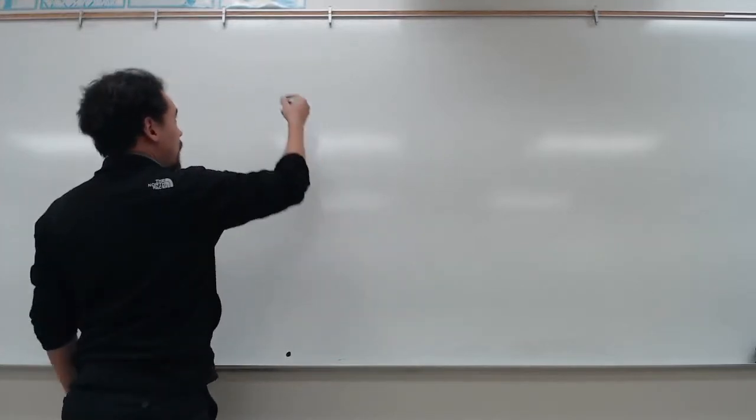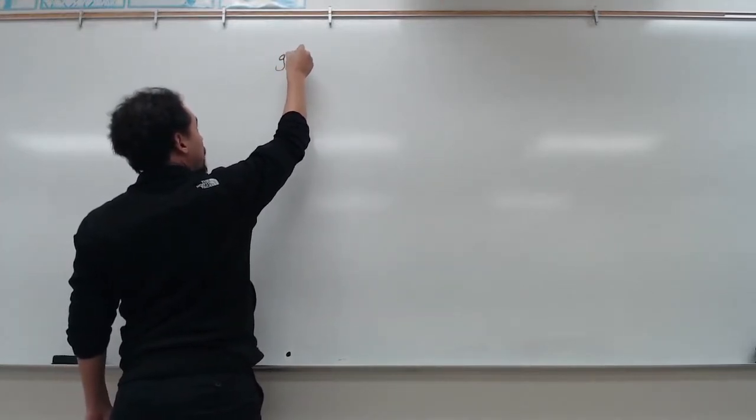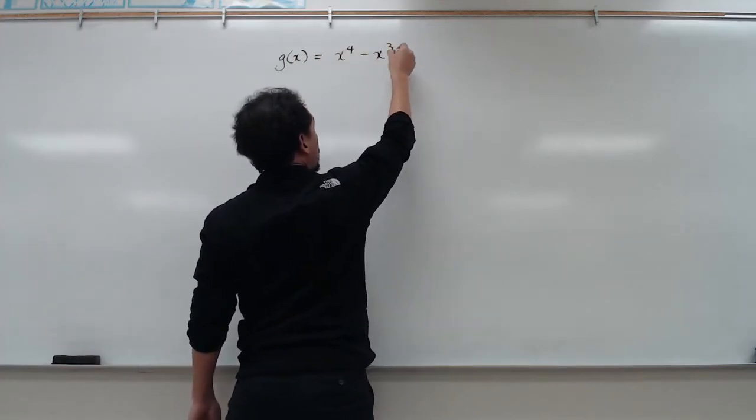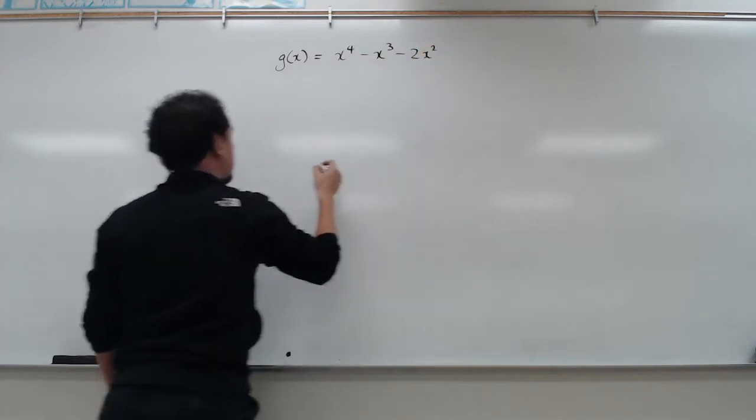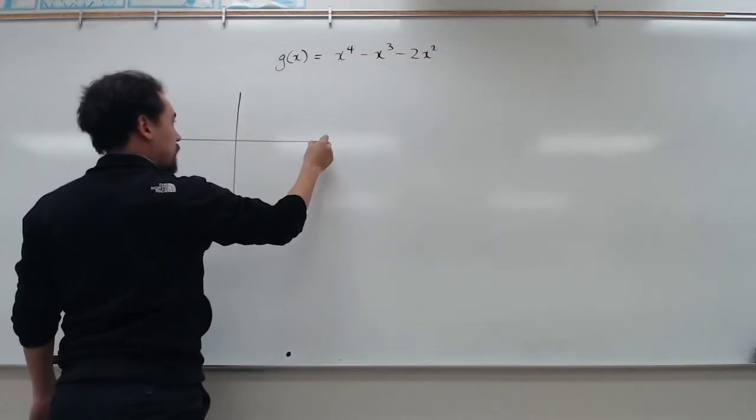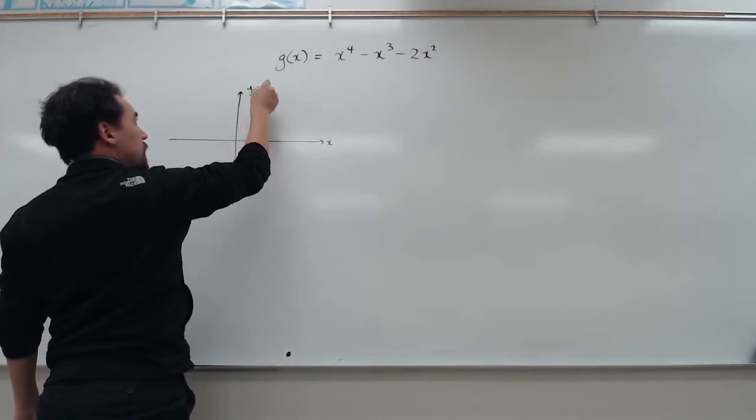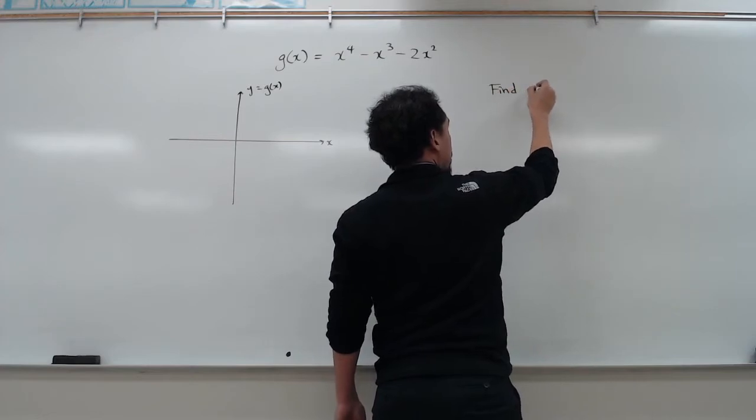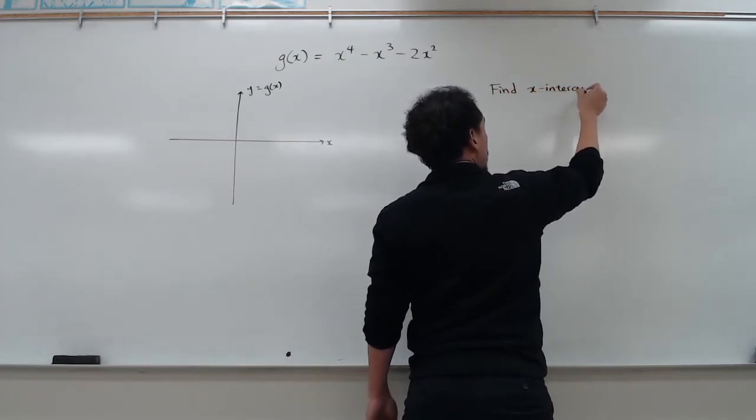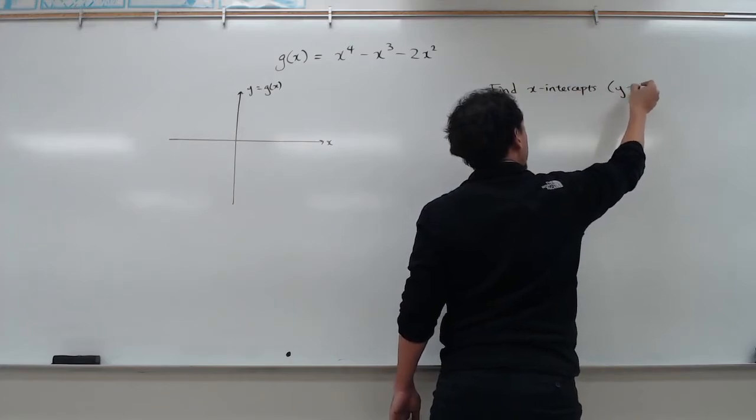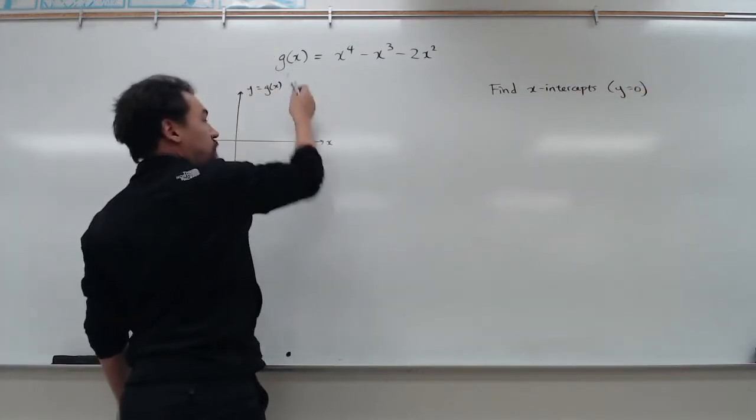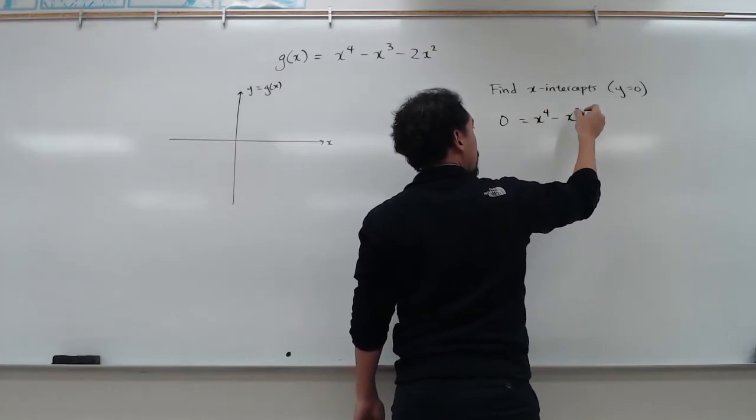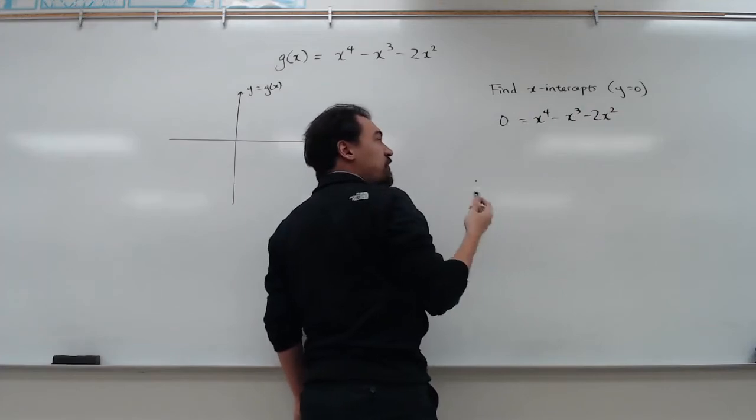So this time, let's go with g of x equals x to the 4th minus x cubed minus 2x squared. So we'll start by trying to find the x-intercepts, which means that y is going to equal 0. So we'll take, once again, y equals 0. Say 0 is equal to x to the 4th minus x cubed minus 2x squared. And we're going to try to factor this.